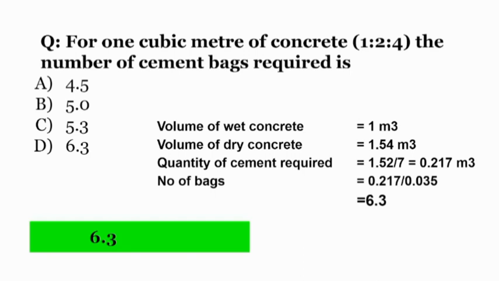Volume of wet concrete is 1 meter cube. Volume of dry concrete we get from the wet concrete is 1.54 meter cube. The quantity of cement required is 1.54 divided by 7, which equals 0.217 meter cube. The number of cement bags is, when we divide this cement volume by the volume of one bag of cement, that is 0.35, we get the number of bags as 6.3.